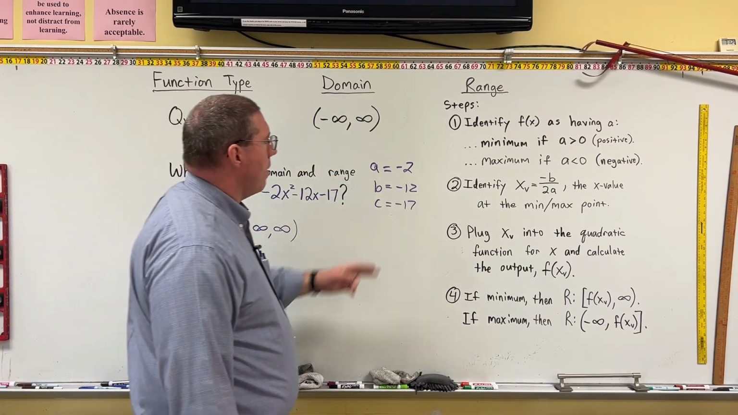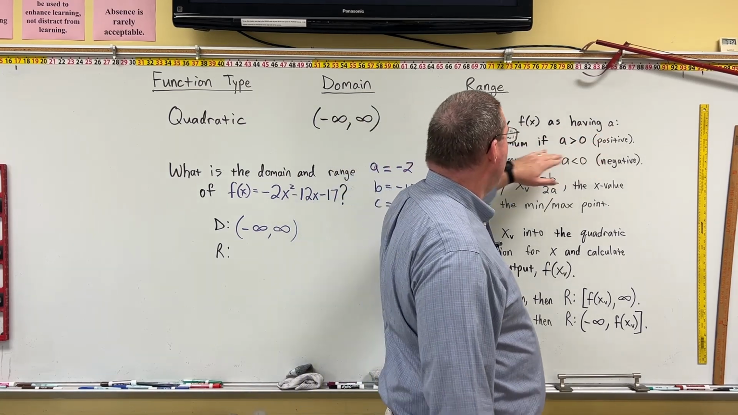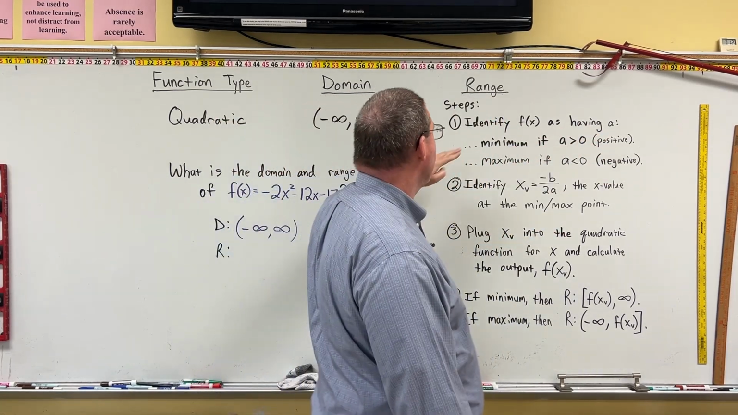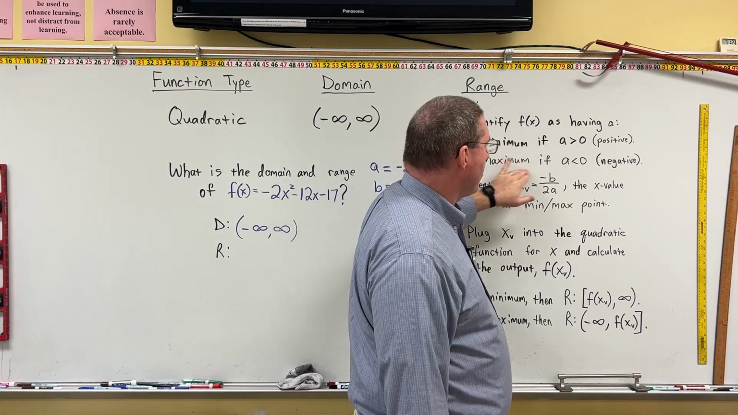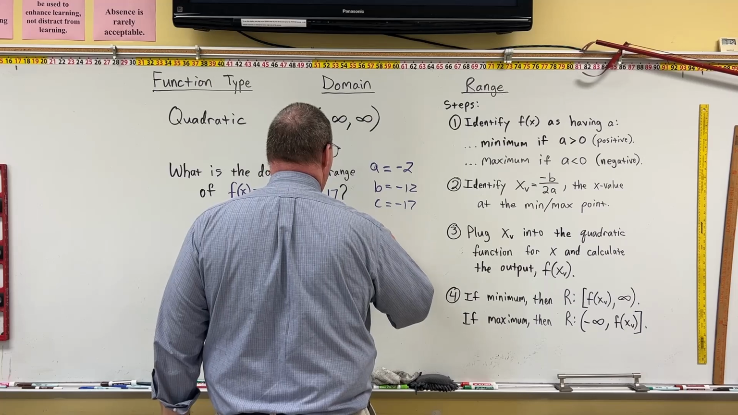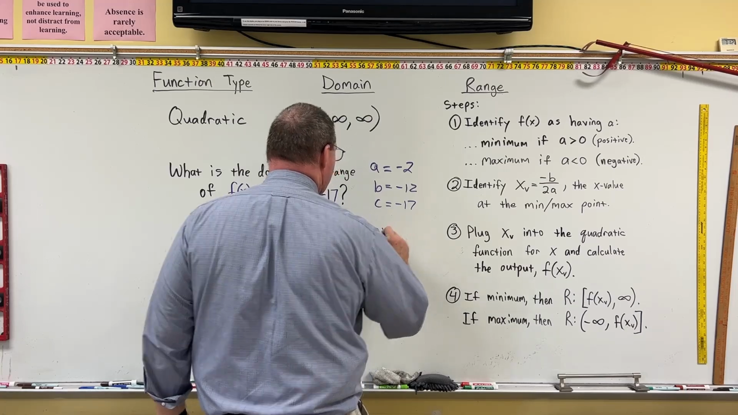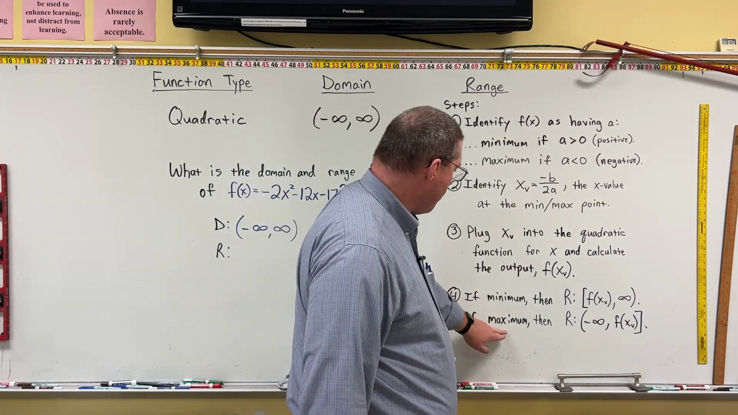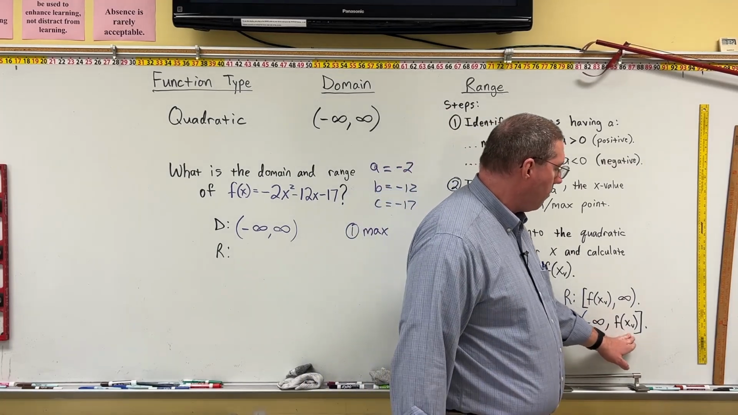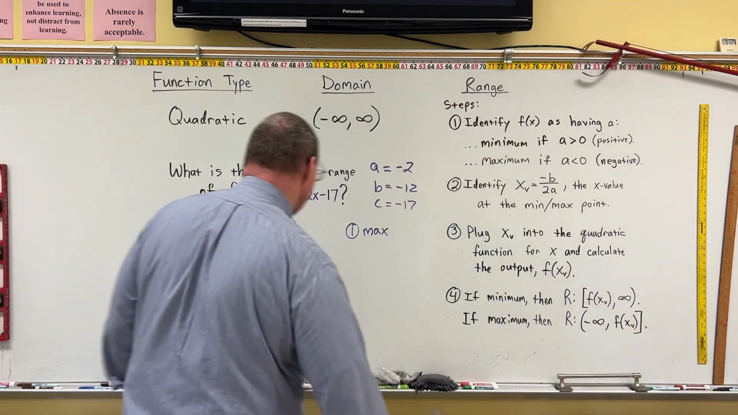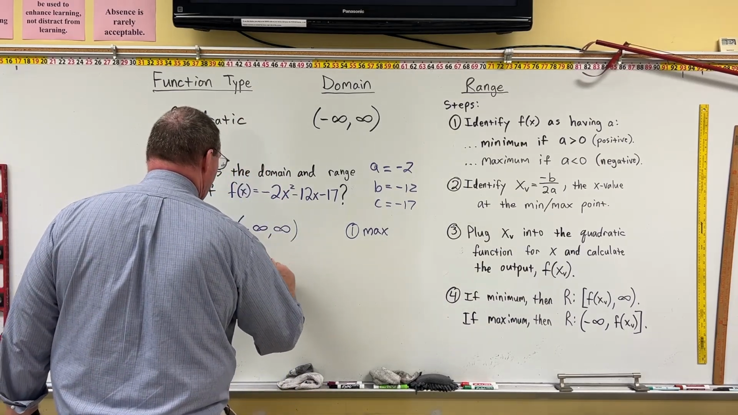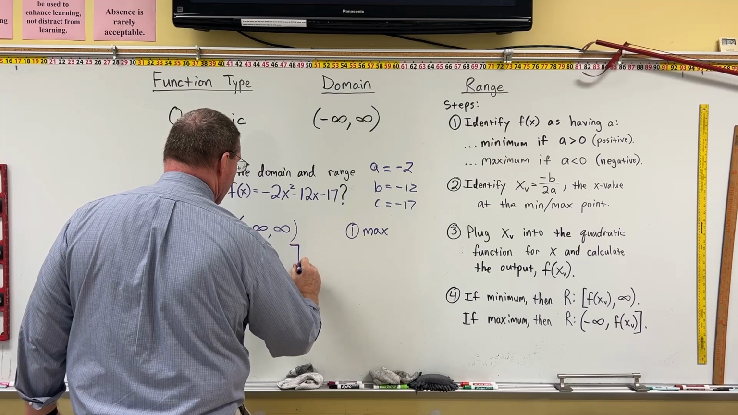But you can see, step 1, identify f of x as having a minimum if a is positive. Well, a is negative. It's negative 2. That means that this function has a maximum because a is negative. And if we go down to step 4, we can say that if it has a maximum, then the range is going to go from negative infinity up to the number that we calculate at the maximum. Okay? And so we're going to go ahead and write that in. The range is going to be negative infinity up to some number. I'll leave a space and put a bracket.